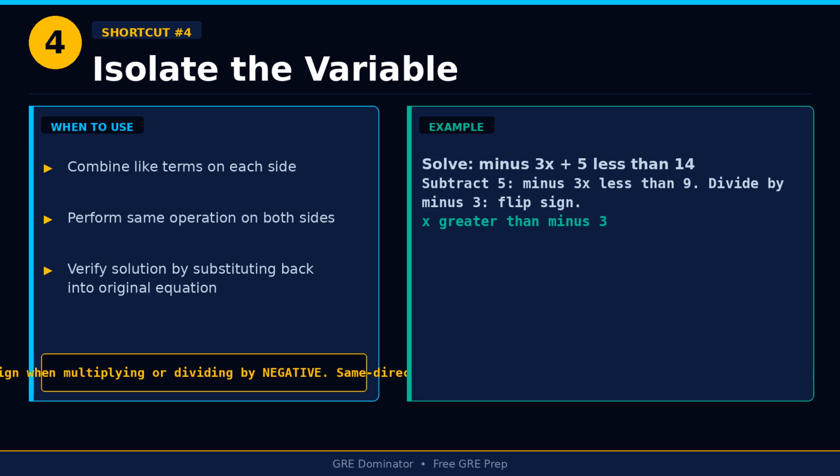Simultaneous equations with two unknowns. Substitution works when one variable is easily isolated. If one equation gives y = 2x + 3, substitute this into the second equation. Elimination adds or subtracts equations to cancel one variable. Use elimination when coefficients can be matched by multiplication.